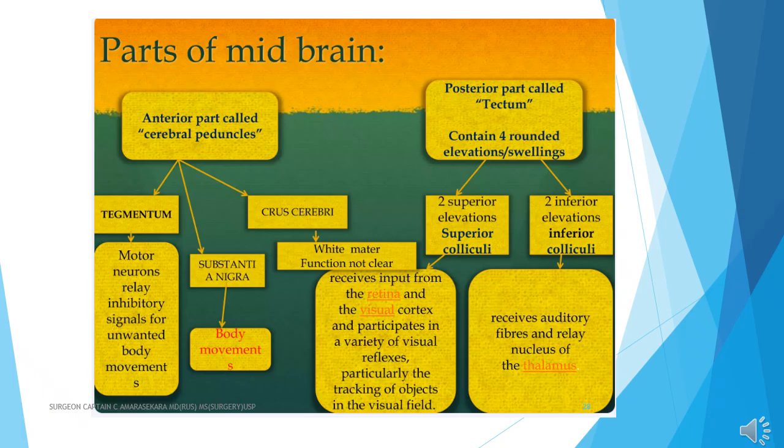Then we go to the posterior part, the tectum. It contains the superior colliculi for visual reflexes, for example tracking, and the inferior colliculi, which relay auditory signals to the thalamus. The midbrain also regulates alertness, sleep-wake cycle, temperature, and basic motor functions, making it vital for both reflexes and consciousness.